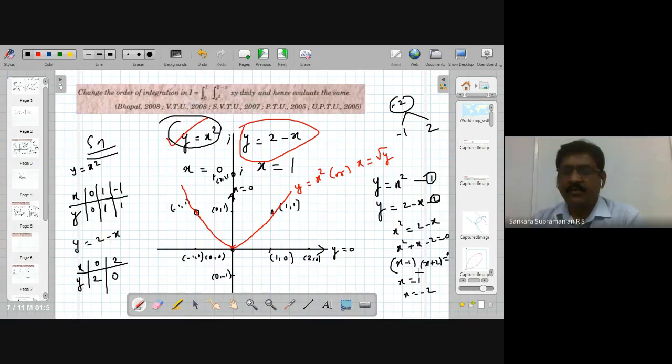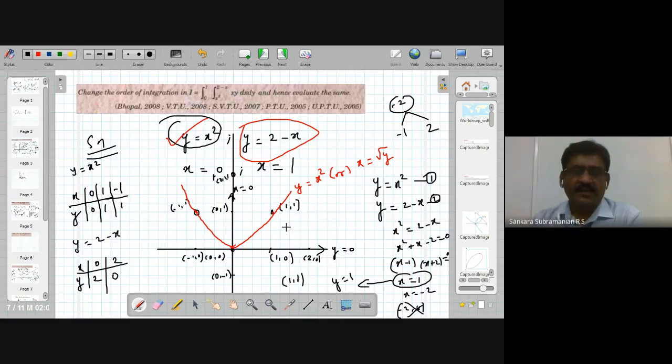So the point of contact is x is 1. When x is 1, y is also 1 square, which is 1. So this is a point of contact. There is another point of contact, on the negative side, where the curve goes up. We don't need that, but it's fine. So 1,1 is one point of contact. Another one is when x is minus 2, y is 4. So minus 2,4 is another point of contact. We don't need that.